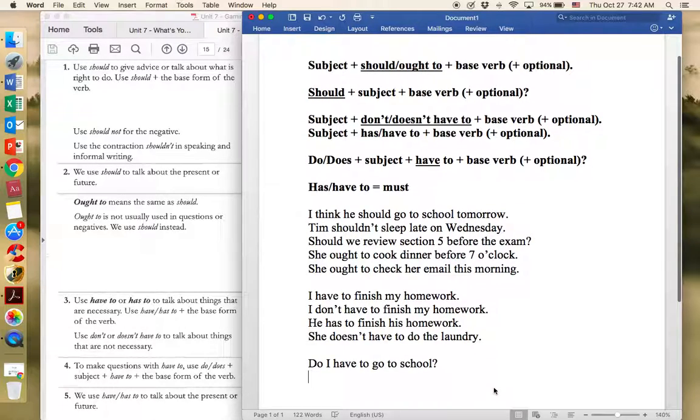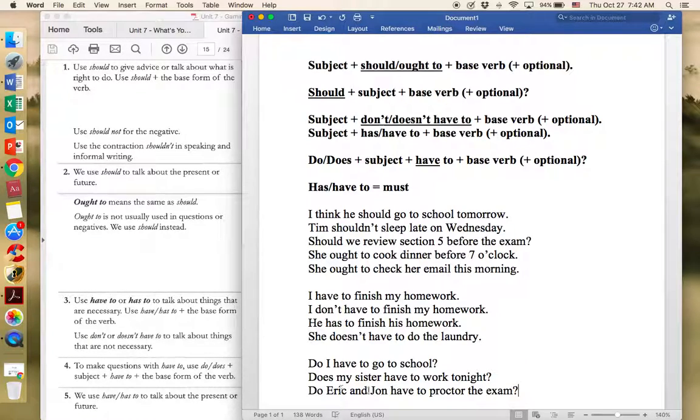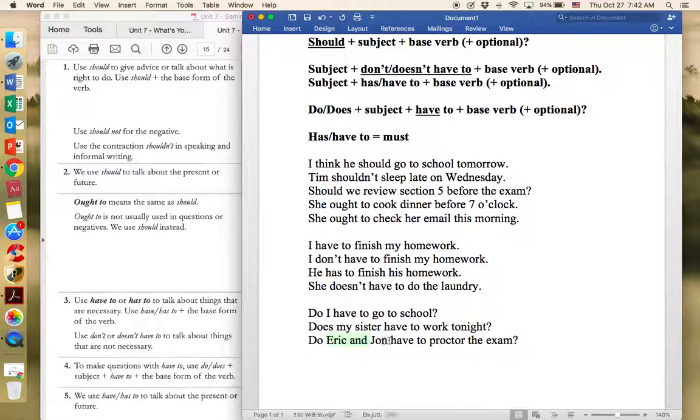Now we're going to change that when we're working with a third person singular, right? Does my sister have to work tonight? Question mark. Right, again, we have our S here for third person singular. Remember, my sister is she, right? So it's still third person singular. So we have to add that S. And then we have base verb have here. How about do Eric and John have to proctor the exam? Question mark, right? Third person plural, do they have to?